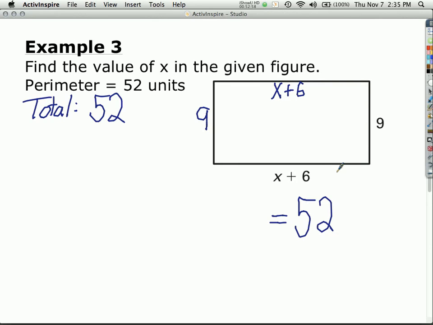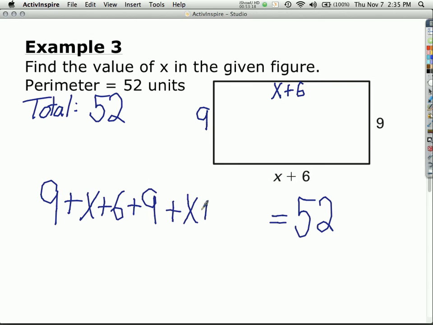Well, you can start anywhere. It doesn't matter. So let's start with the 9. 9 plus, so we got that side. Now this side, x plus 6. So we took care of this side and this side. Now we need that side, plus 9. Now we need this side, plus x plus 6. So all of that has to add up to 52. That seems pretty complicated.